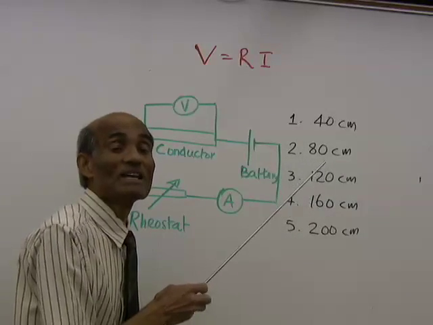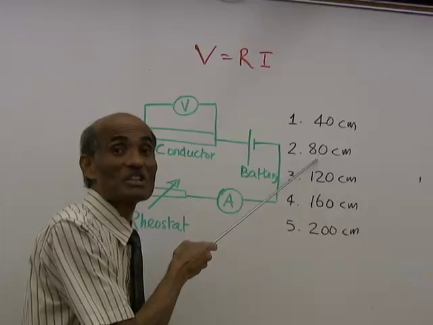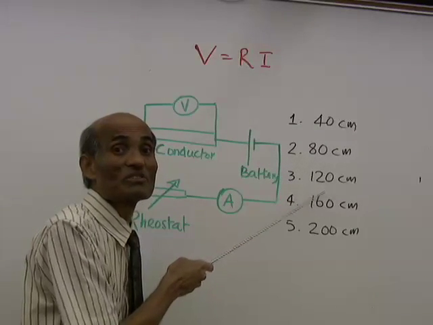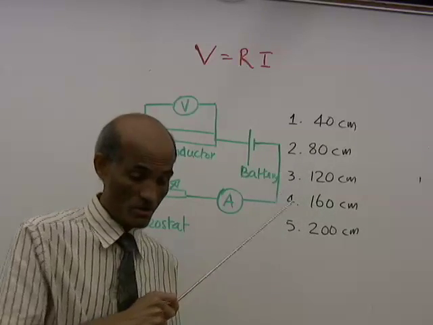So when I say sample 1 or conductor 1, this is the one I'm using. That is conductor 2, that is conductor 3, conductor 4 and conductor 5. Alright, take a note of that.